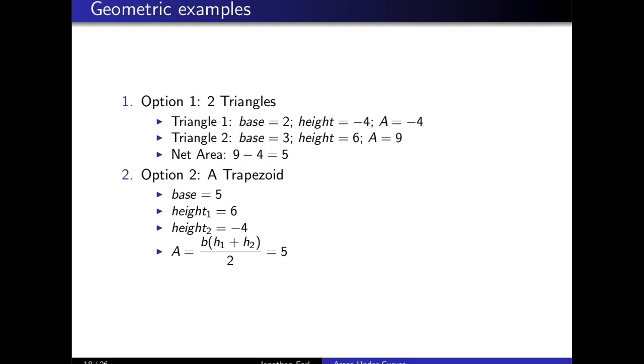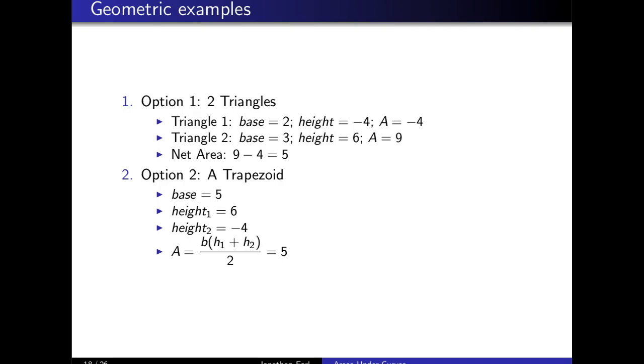And if we want the net area here, in this case, I'm just going to add them because I've said that my first triangle has negative area. So the net area here is just going to be 9 minus 4, so the net area is going to be 5 square units of area.